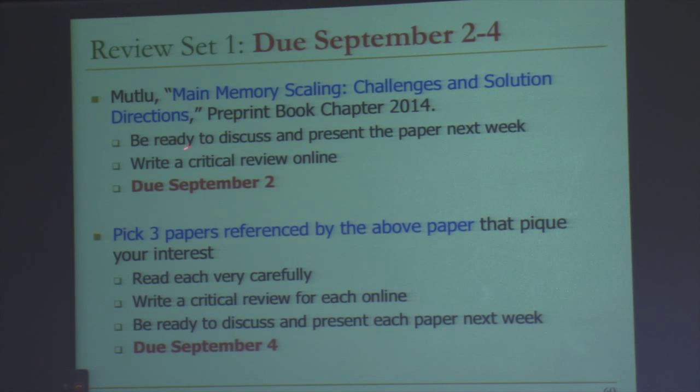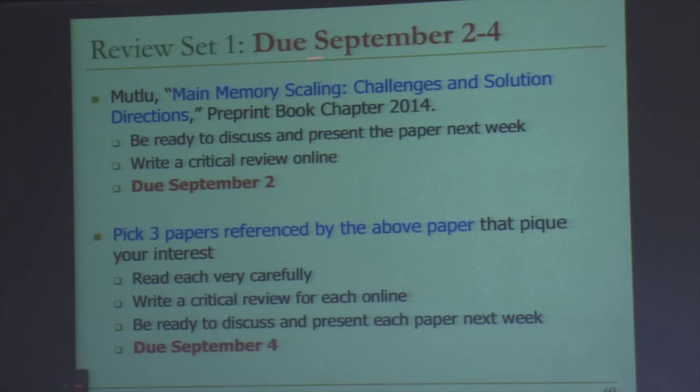And please read it critically. Write a critical review online. I guess we'll go to the review site now, but maybe after I show you this. And be ready to discuss and present the paper next week, probably toward the later part of the week. And again, this will be discussion, right? Maybe you find something really interesting in that paper. There are a lot of directions and ideas in that paper, and maybe you want to talk about that, and we can talk about that.